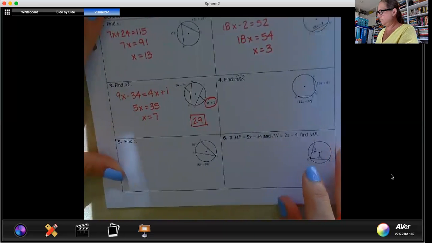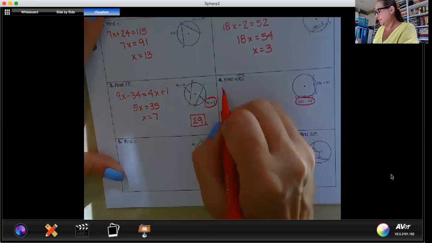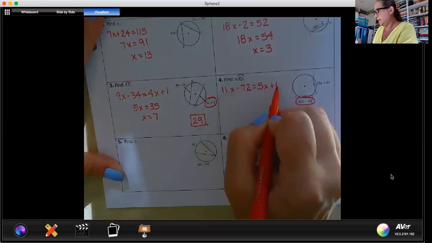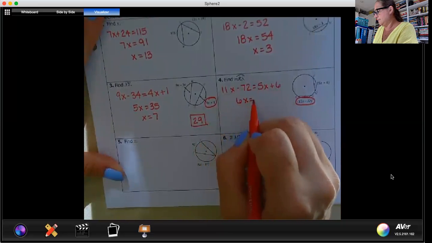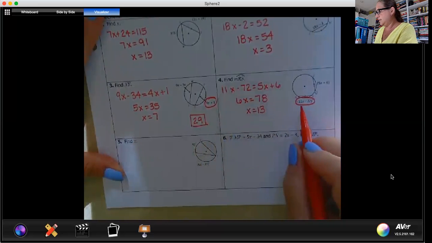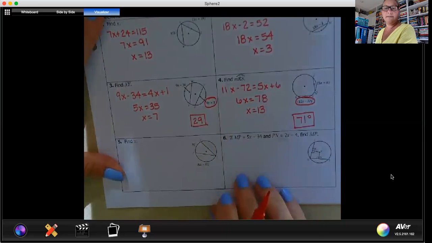And find the measure of arc RS. So we're going to set those equal. And 6x equals 78, so x is 13. 11 times 13 minus 72 is going to give us 71 degrees.